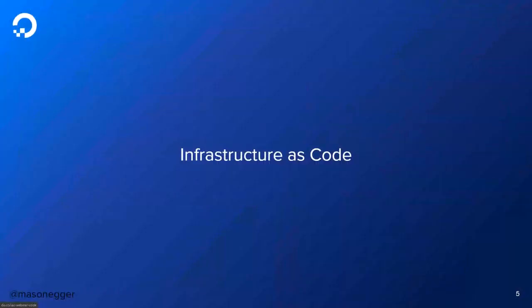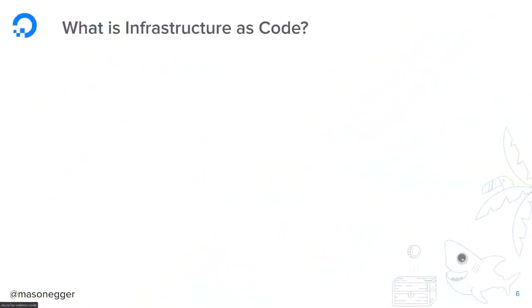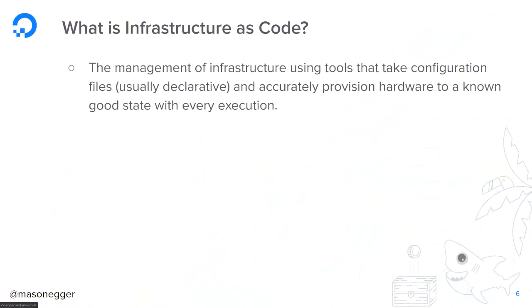Okay, so let's go ahead and just get straight into talking about infrastructure as code. So what is infrastructure as code? Infrastructure as code is the management of infrastructure using tools that take configuration files, these are usually declarative files, and accurately provision hardware to a known good state with every execution. So essentially that means it is a tool that takes in a configuration that allows us to accurately reproduce hardware configs. This is really valuable in cloud provider settings where you don't necessarily have access to your infrastructure, like the physical machine. So you need a way to be able to programmatically spin up and tear down your infrastructure to meet your needs.